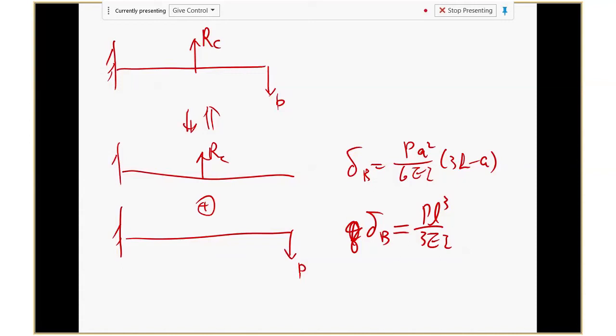All right. Okay, what's next? Now I can use the table. I found these two solutions. What can we use then? Compatibility. Okay, so what's the compatibility in this case?